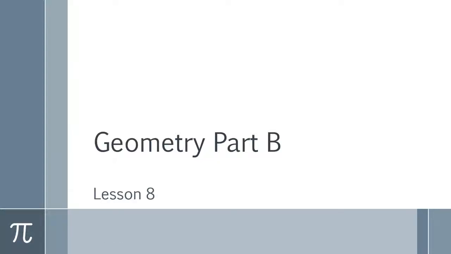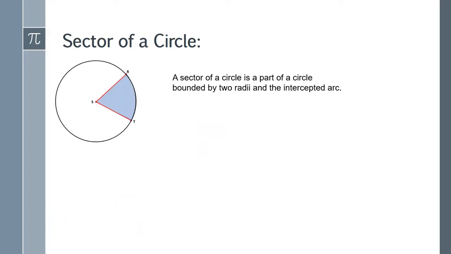This is Mr. Rowe. We're looking in Geometry Part B. This is Lesson 8, and we're going to talk about the area of a sector. So just a quick review here. A sector of a circle is just a part of a circle bounded by two radii and the intercepted arc.